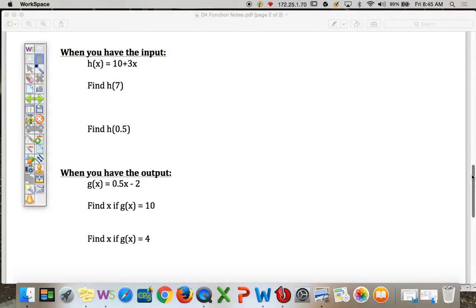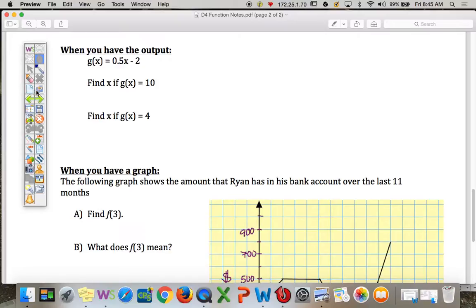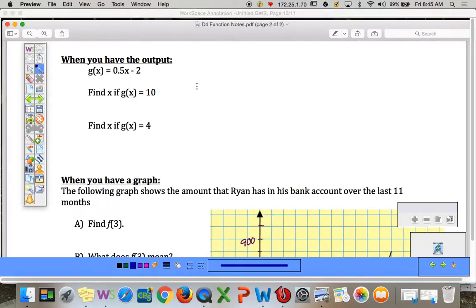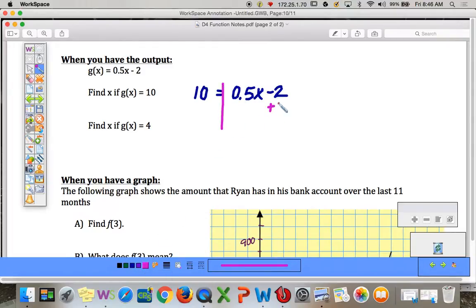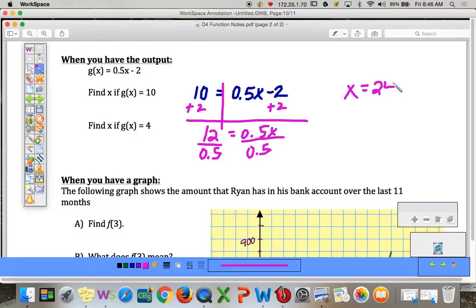Now sometimes I'll give you the output, the answer. Here's our function g of x. Find x if g of x is 10. So here's the answer, 10 equals 0.5x minus 2. And now we have to use algebra to solve. So we're going to add 2 to each side. We have 12 equals 0.5x. Take half, or divide by half. If we divide 12 into halves, we get 24. So when g of x is 10, x is 24. So the output's 10, the input's 24.